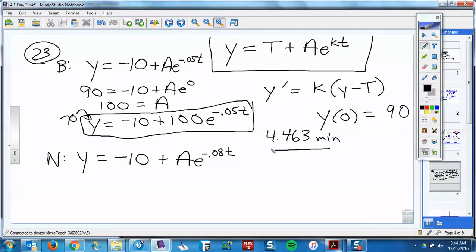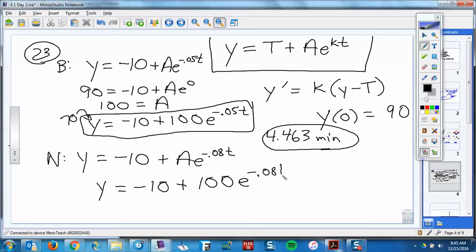Okay, now let's go down here to this one. We would have the same 100 degrees. So Natasha's equation is the same thing. The K's, yeah. Because when you put in a 0, they have the same initial conditions. So the A is going to be the same because that's based on the 90-degree starting temp. So now we're going to solve this one with a 70 put in there.